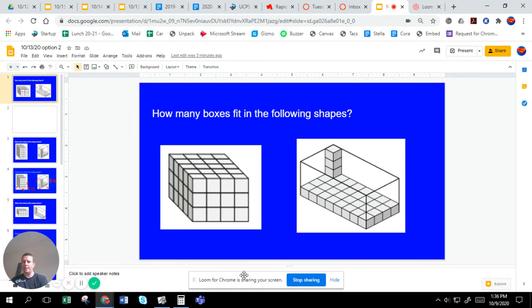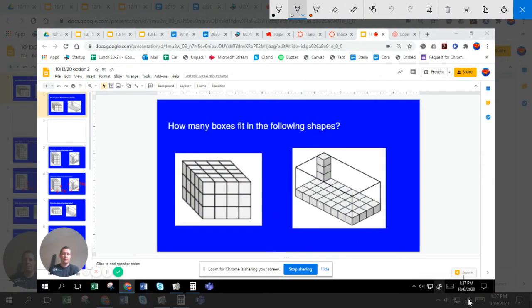Now, this first shape that we have here, it shows some of the cubes that you would be able to see. It does not show all of the cubes, because it's a three-dimensional shape. I can't see the ones on the back side or the ones that are inside of it. You just have to assume how big it is and how many are in there based off of what we can see. So let's take a look at how to draw this out to help ourselves.